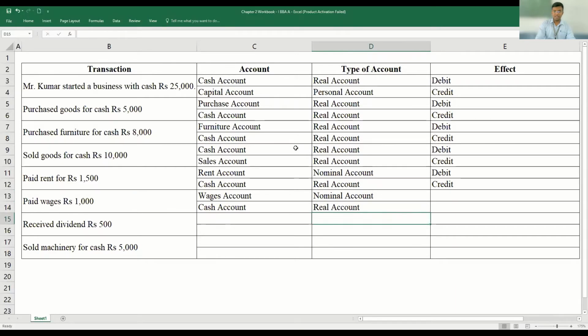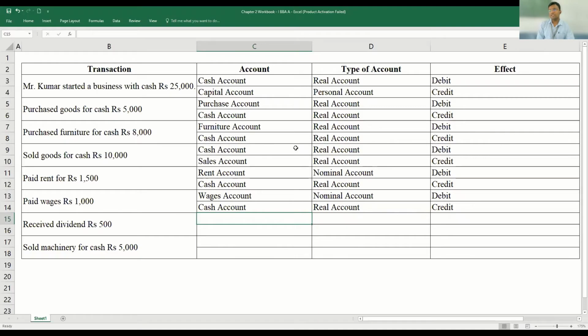Cash account is real. Now, we know the golden rule for nominal account is debit all expenses, so you will have to debit wages. And cash account is real. So when you pay wages, what is happening to the cash? Cash will be going out. That's about that. Let's move on to the next transaction. The second last transaction tells us: received dividend rupees 500.